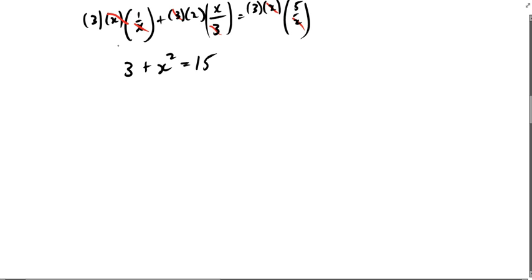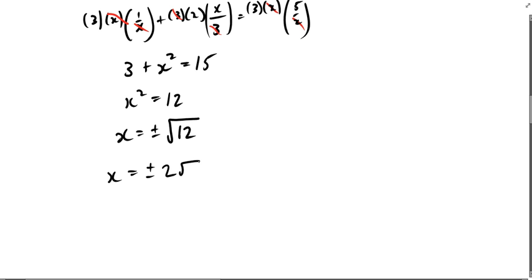Now we're just going to solve. So I'm going to move the 3 over. So 15 minus 3 is 12. So x is plus or minus the square root of 12, which is plus or minus 2 root 3.